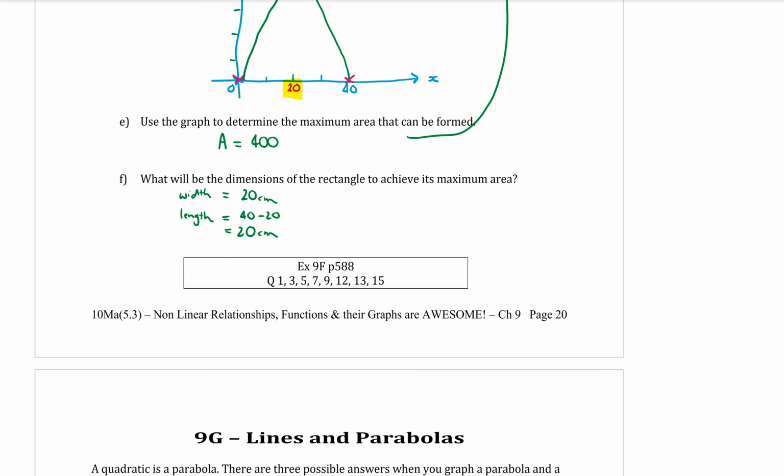Okay, so that's just my one example for applications on parabolas, and you can now have a go at exercise 9F.